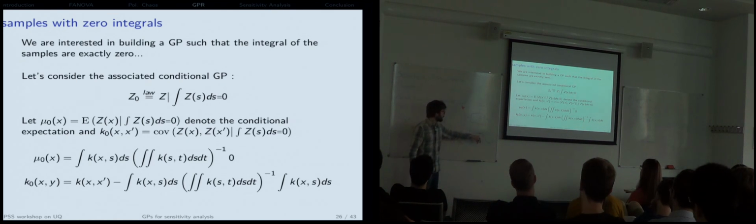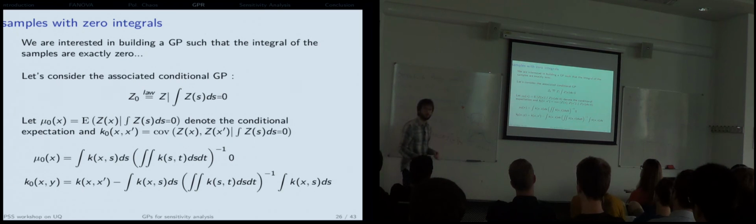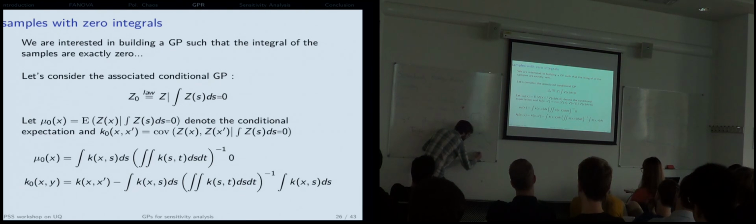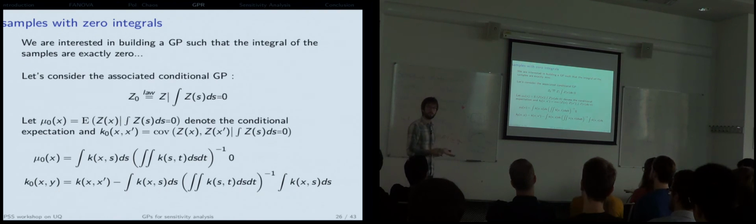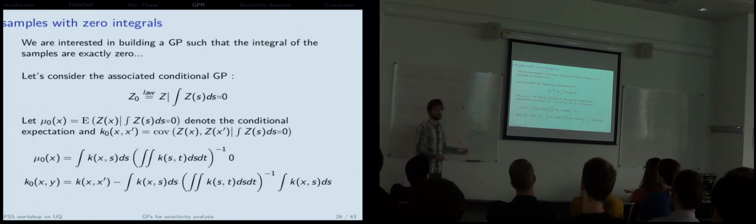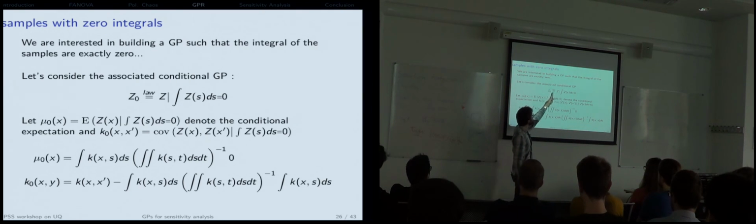Now, we don't have the information that Z at a given point x is equal to a given value. The thing we have is that we know that the integral of our process equals 0. Okay, so that's very similar to the conditioning we had before. Instead of conditioning with respect to the value of the process, we condition with respect to the value of the integral of the process.